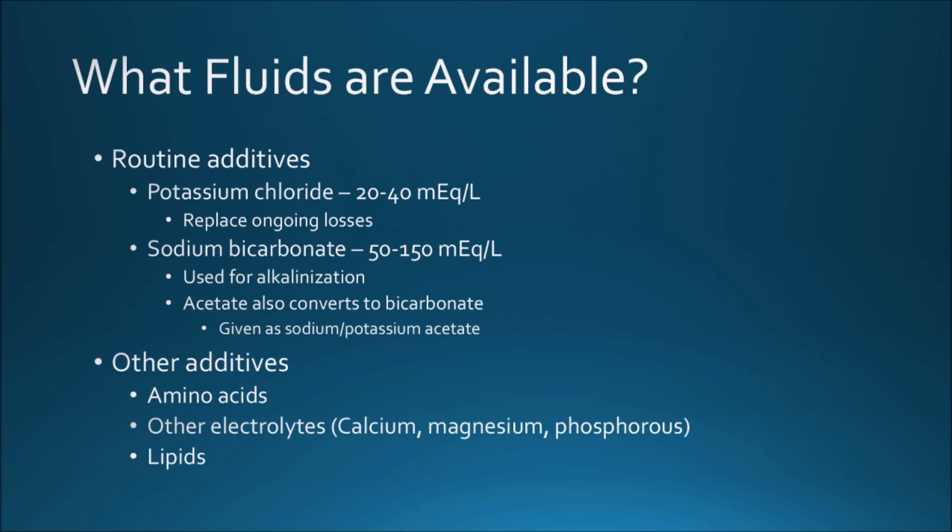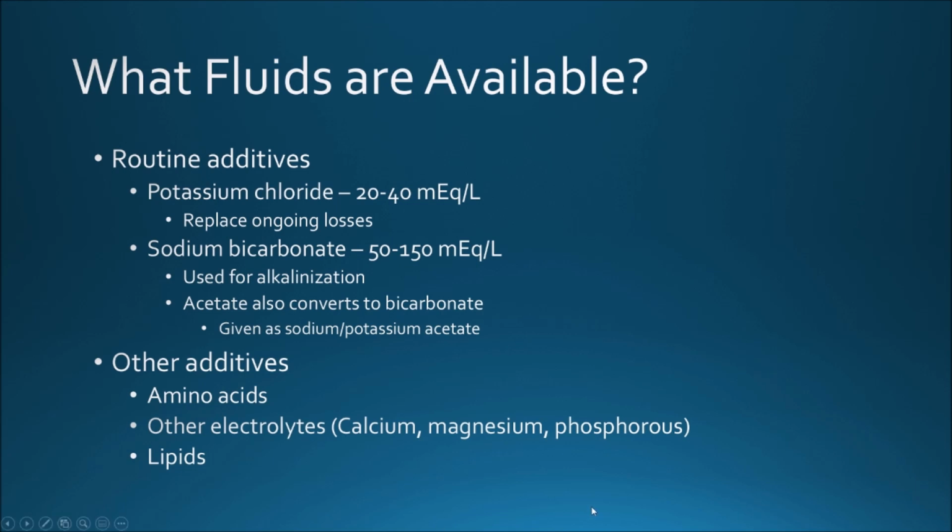I use this quite frequently in tox cases. We'll use this for TCA overdoses. We'll use it for aspirin overdoses. And I'll say you give sodium bicarb 150 milliequivalents in a liter of D5, and that will be used for alkalinization purposes. It's very common. And if you don't have sodium bicarb, something you could use instead is an acetate form, either potassium acetate or sodium acetate. Acetate will turn into bicarb eventually, just like lactate does. Acetate can also turn into bicarb.